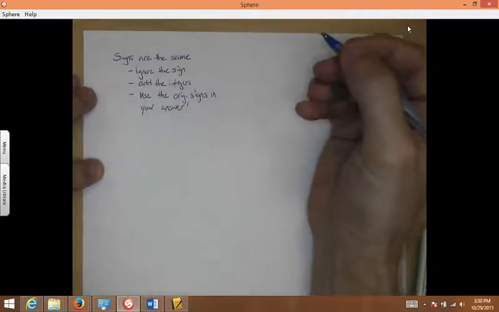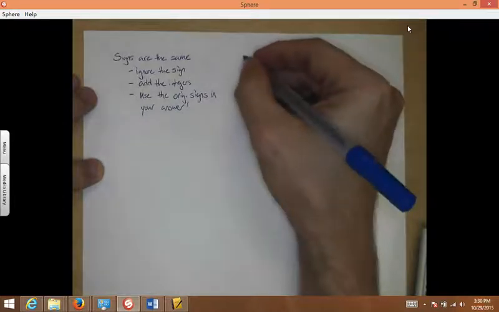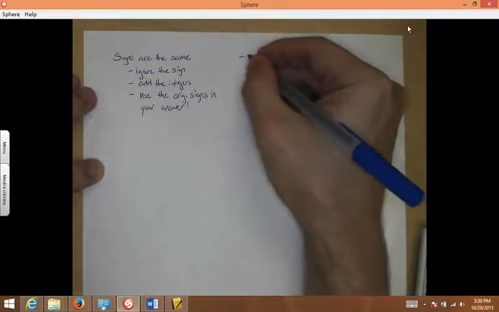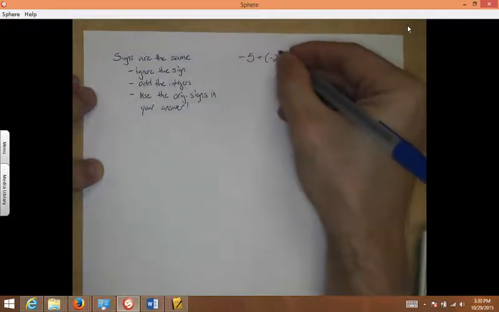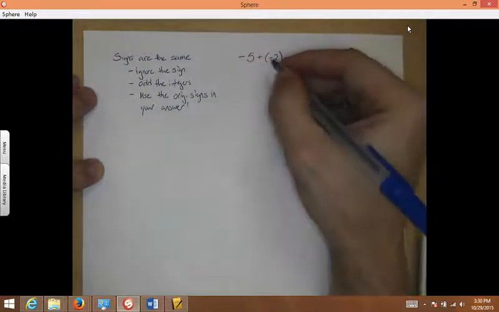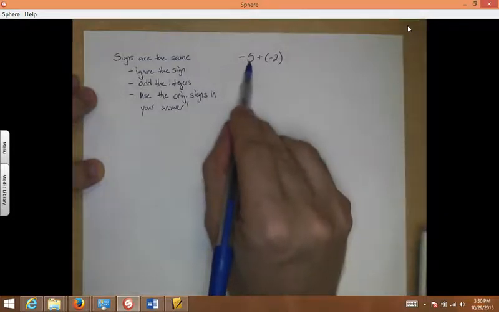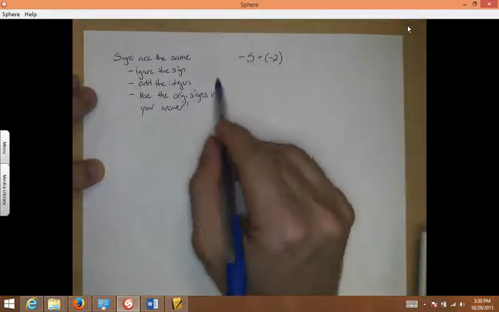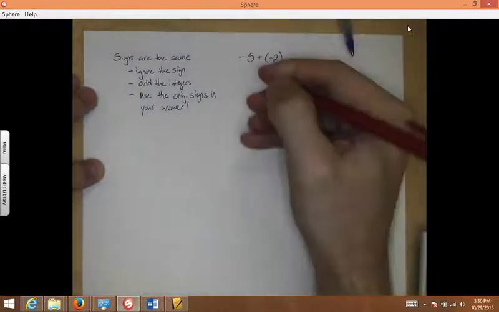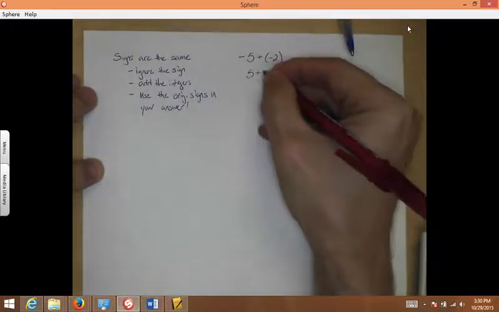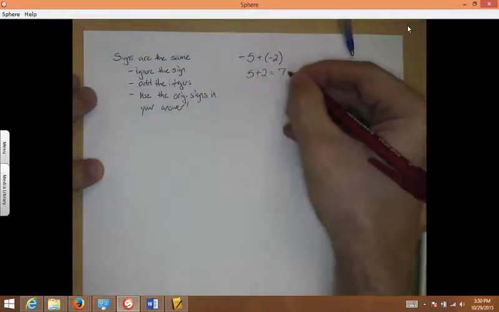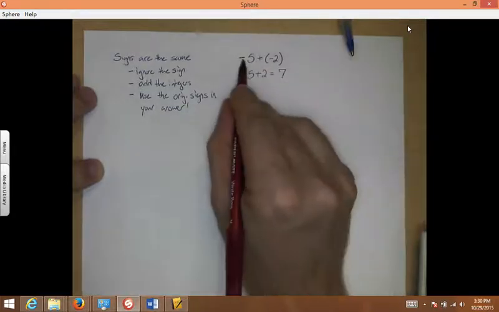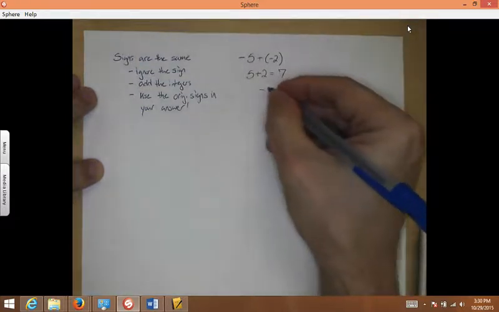So, let's see what I'm talking about. Let's say we had -5 plus -2. Alright, so first thing we do is we're going to ignore the signs. So, I just see a 5 and a 2. Just look at those integers. Let's add them up. 5 plus 2 equals 7. Now, what were the original signs? Negative. So, we're going to make this a -7, and that's our answer.